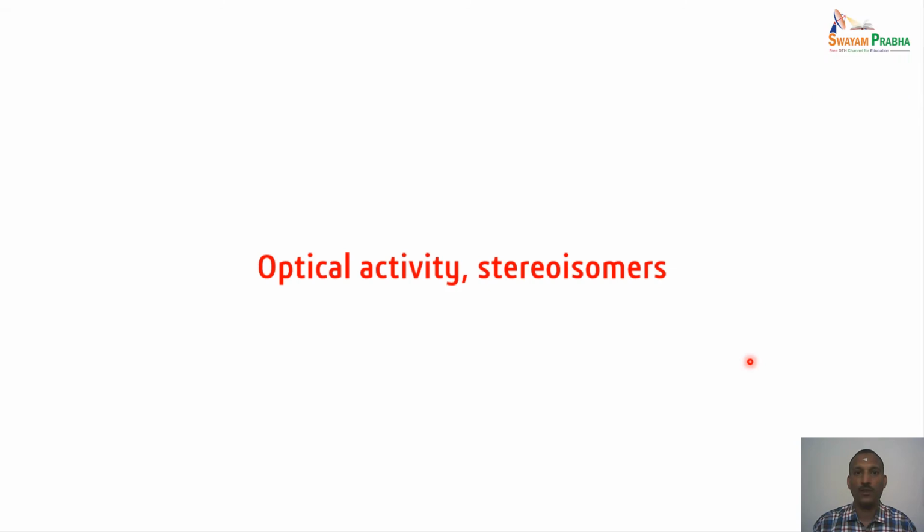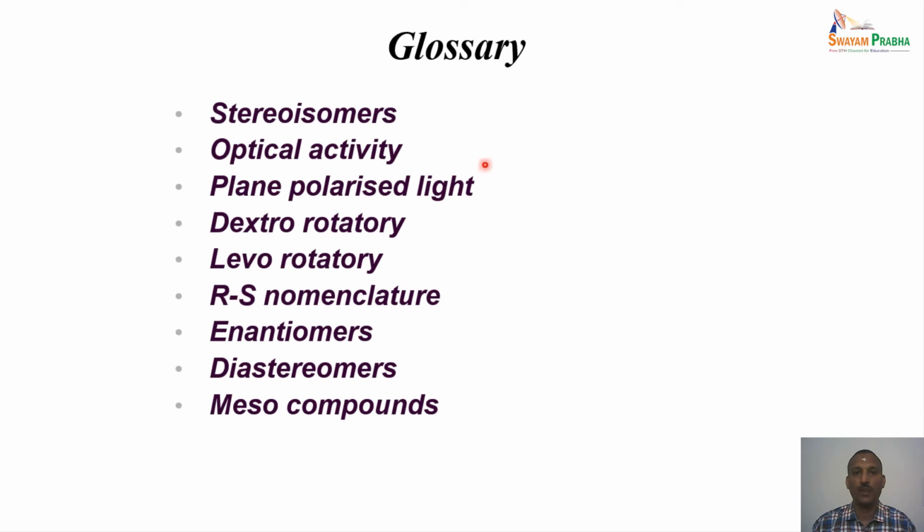Welcome to the next session on pharmaceutical chemistry, paper 4. We will be starting our studies with optical activity and stereoisomers. In the glossary, we have given a few terms like stereoisomers, optical activity, and plane polarized light, and these are all the terms we will be encountering in this particular session.